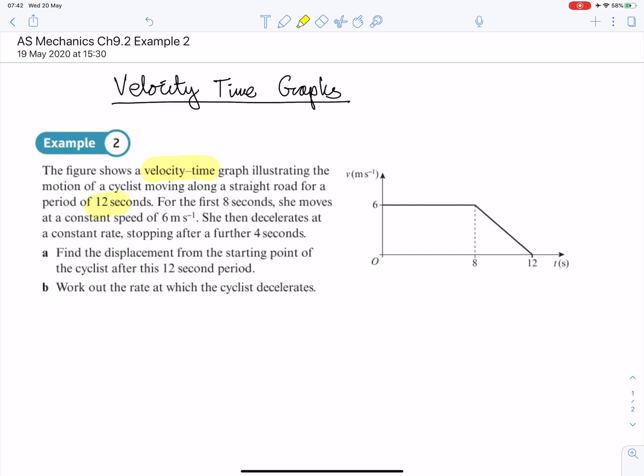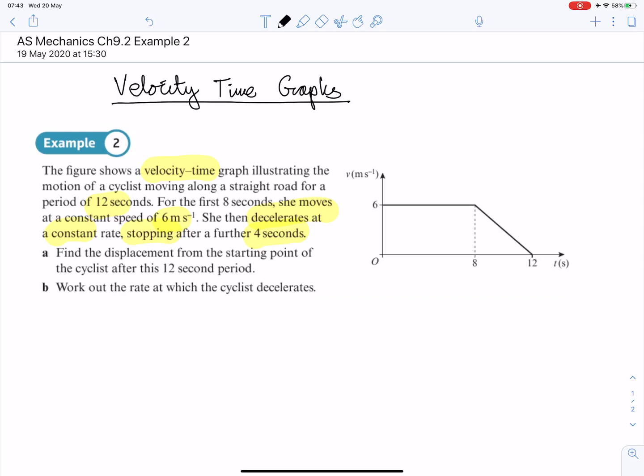For the first 8 seconds, she moves with constant speed of 6 meters per second. She then decelerates at a constant rate, stopping after a further 4 seconds. So stopping at a constant rate, decelerates. Find the displacement from the starting point of the cyclist after this 12-second period.